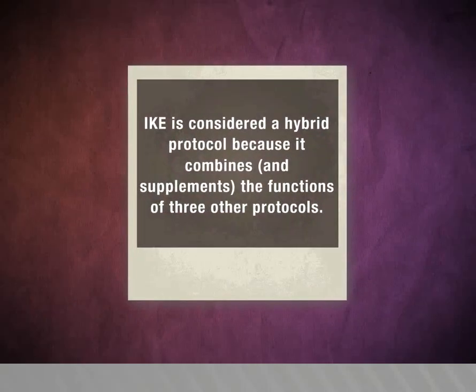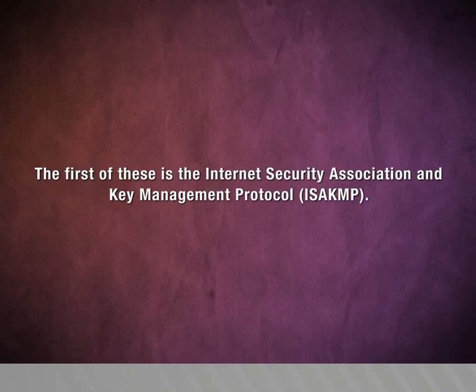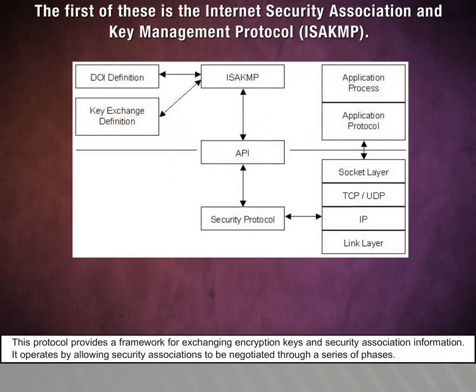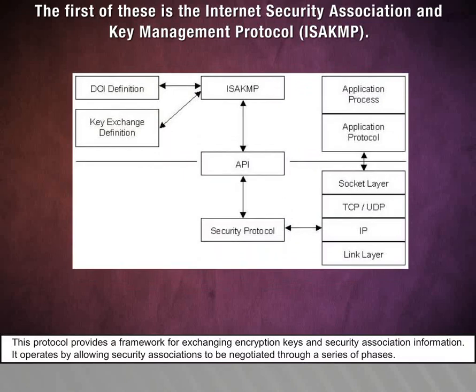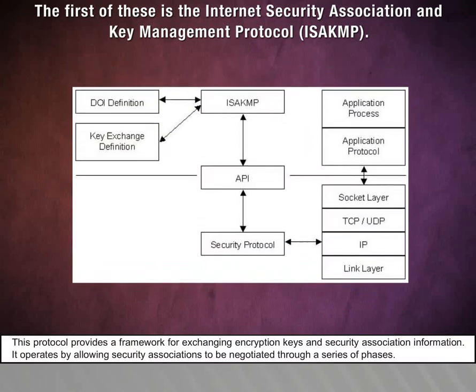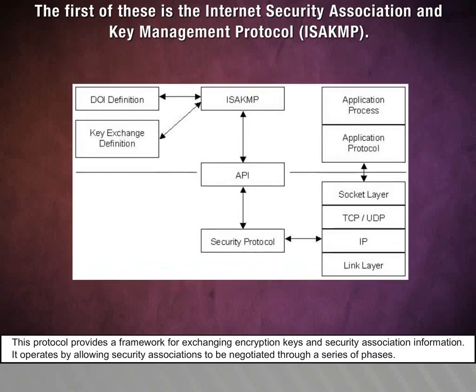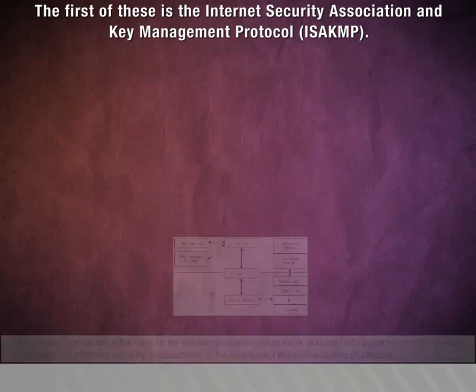IKE is considered a hybrid protocol because it combines and supplements the functions of three other protocols. The first of these is the Internet Security Association and Key Management Protocol (ISA-KMP). This protocol provides a framework for exchanging encryption keys and security association information. It operates by allowing security associations to be negotiated through a series of phases.